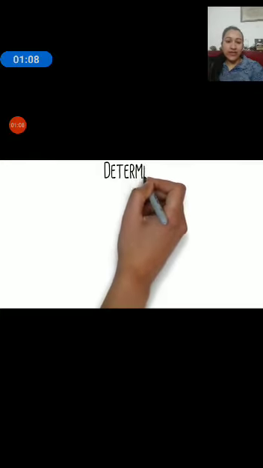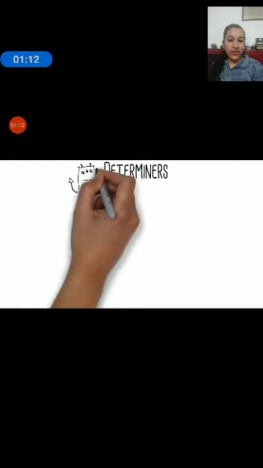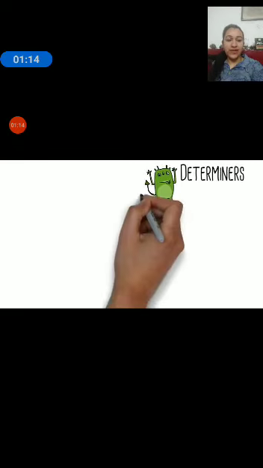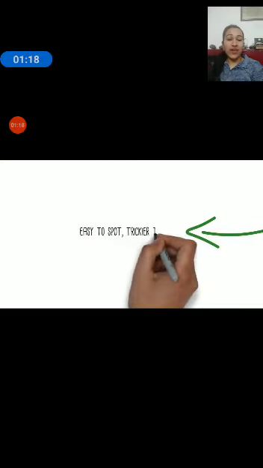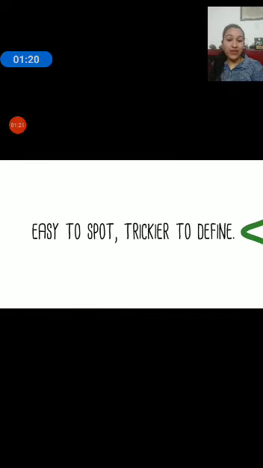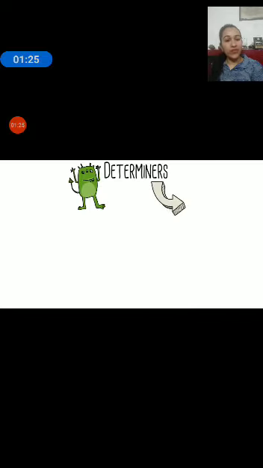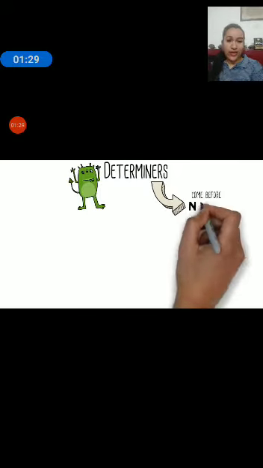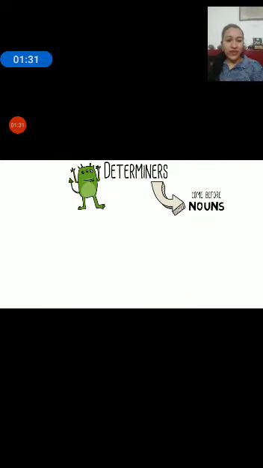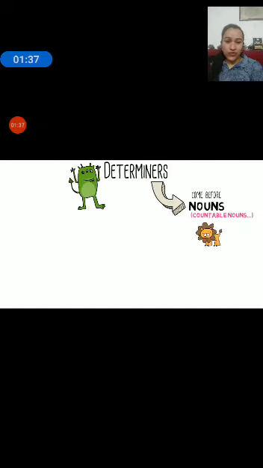Now let's see the uses of determiners and what they mean for us. Determiners are very easy to spot but trickier to define. How are they easy to spot? They come right before the noun, and they will always come before the noun. Okay? So they are easier to spot. Why trickier to define? Because you may get confused between adjectives and determiners. I'll clear that confusion by the end of the video.